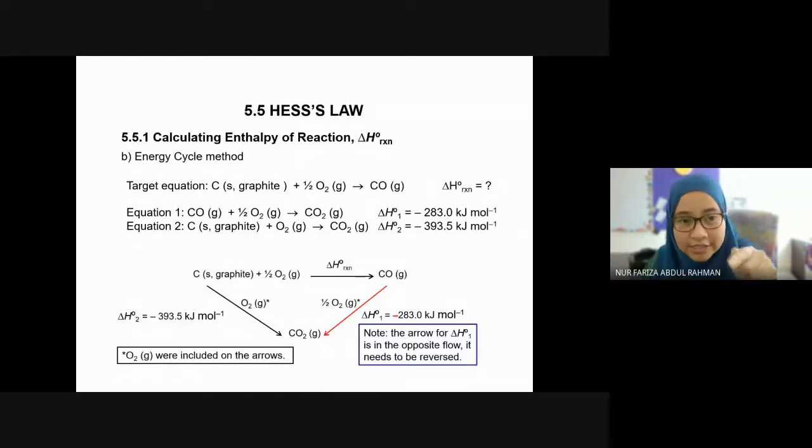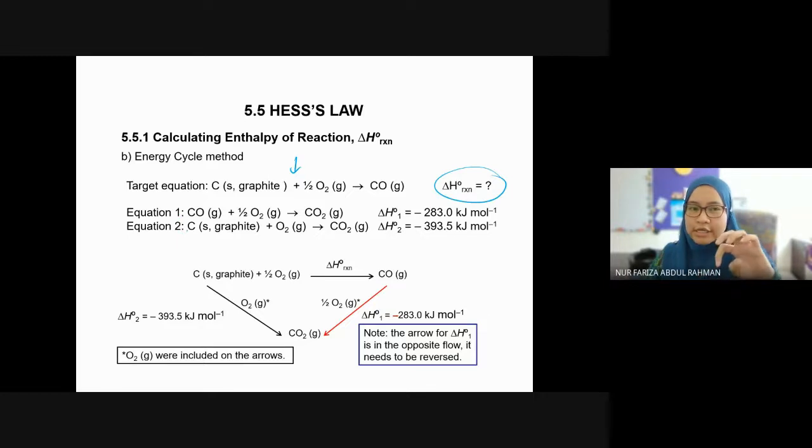Okay, using the same example that we have just now, kita boleh pakai this one, energy cycle method. Okay, alright, cuba kita manipulate dia tadi. Tadi algebraic, this one we have energy cycle. Okay, so this is our target equation, right? Again, we want to find this equation 1 and equation 2.